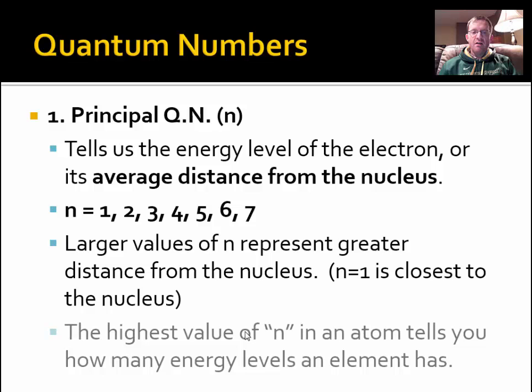And lastly, the highest value of n that an atom has will tell you how many energy levels are in that element's atoms. So, for example, if we look at sodium, sodium has n equals 1, 2, and 3 electrons within its atoms. And so that means that there are 3 energy levels in an atom of sodium, because that's the biggest value for n that you'll find in sodium. And more on that later.